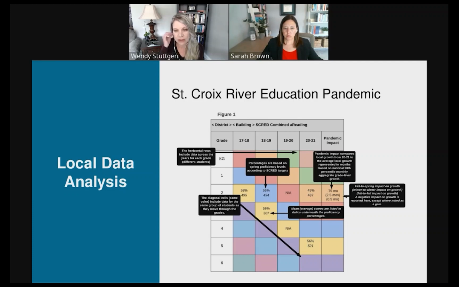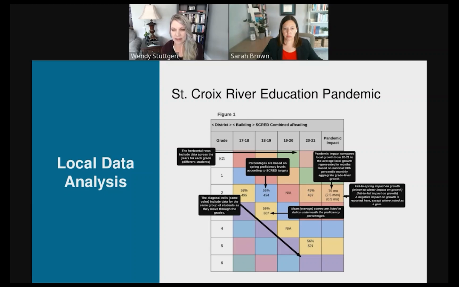You can see those proficiency levels and then the mean scores. The second set of data, the mean scores, is in the middle of the cell. That is the mean average screening score for that grade. And then the last column to the right is the impact of the pandemic reported in months of learning loss. That indicates the difference between pandemic and pre-pandemic growth from fall to spring at the top of the cell. In the middle of the cell is the growth from winter to winter, and at the bottom of the cell is growth fall to fall.